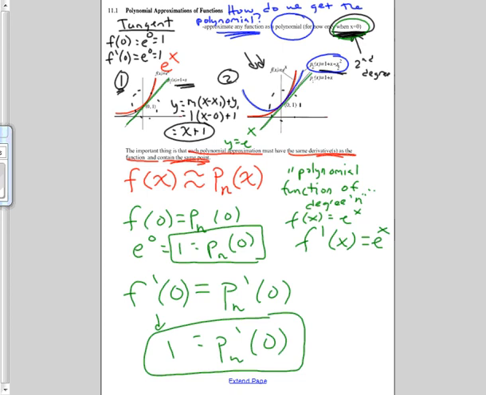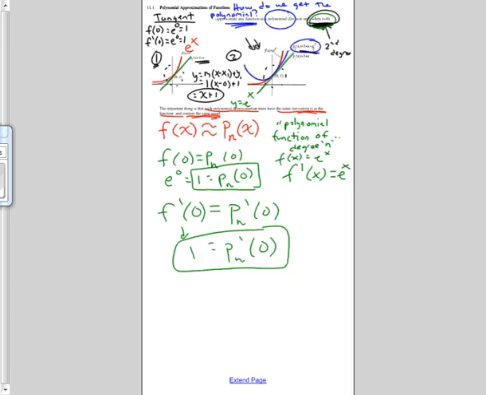So we've got that. And remember what we're doing here. We're taking a polynomial function, and the polynomial function is a string of terms. So it's like some coefficient plus some coefficient times x plus some coefficient times x squared plus another coefficient times x cubed. What we're doing is we're trying to find all of these subsequent coefficients.